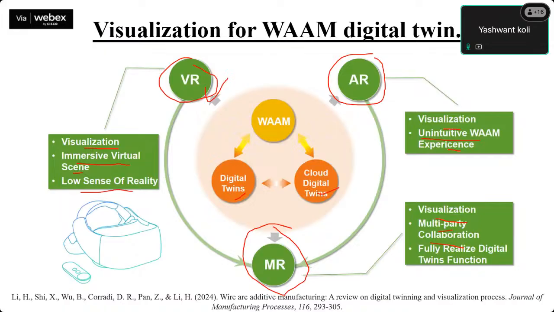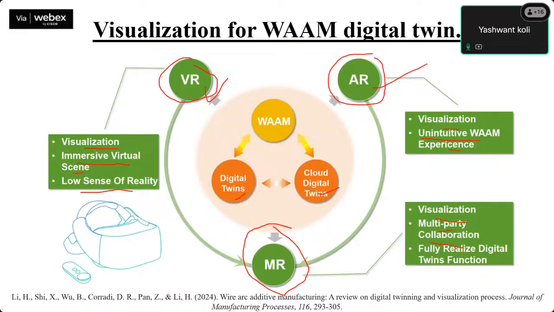AR is also there, augmented reality. It adds digital overlay to real world WAM processes. It enables 3D model interaction, rapid design validation, and feedback mechanisms. And it is useful in training, teaching, and maintenance tasks also. And the limitation of AR is that there is still a large gap in fully realizing the digital twin functionality for WAM. So there is a gap between augmented reality and virtual reality. So both have some limitations.